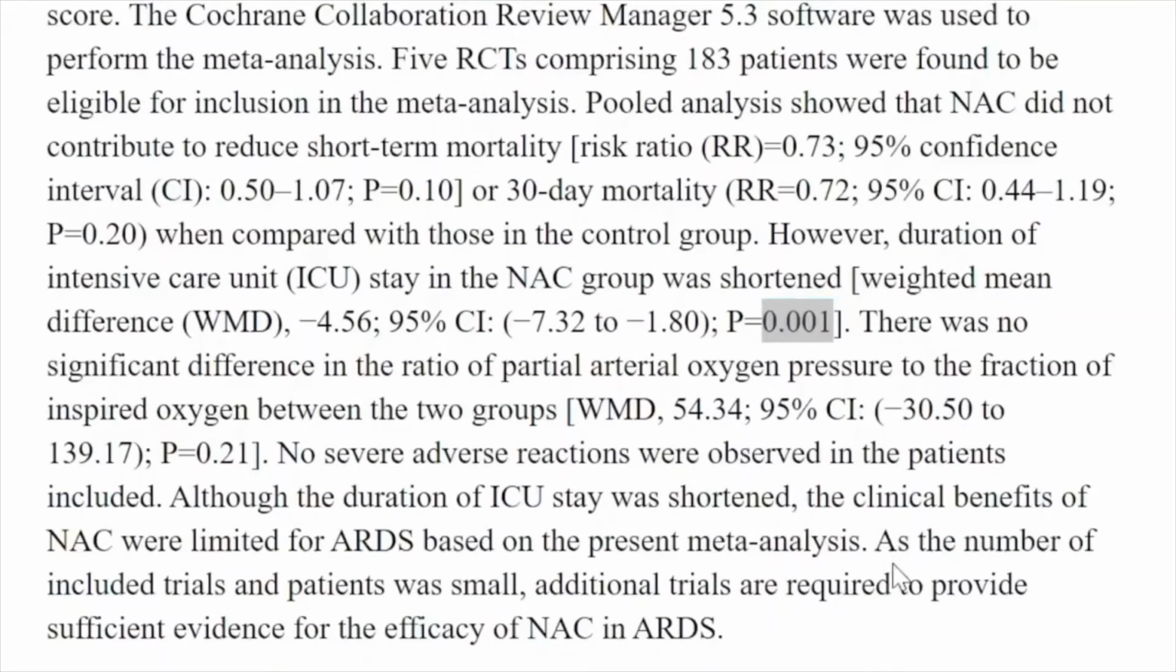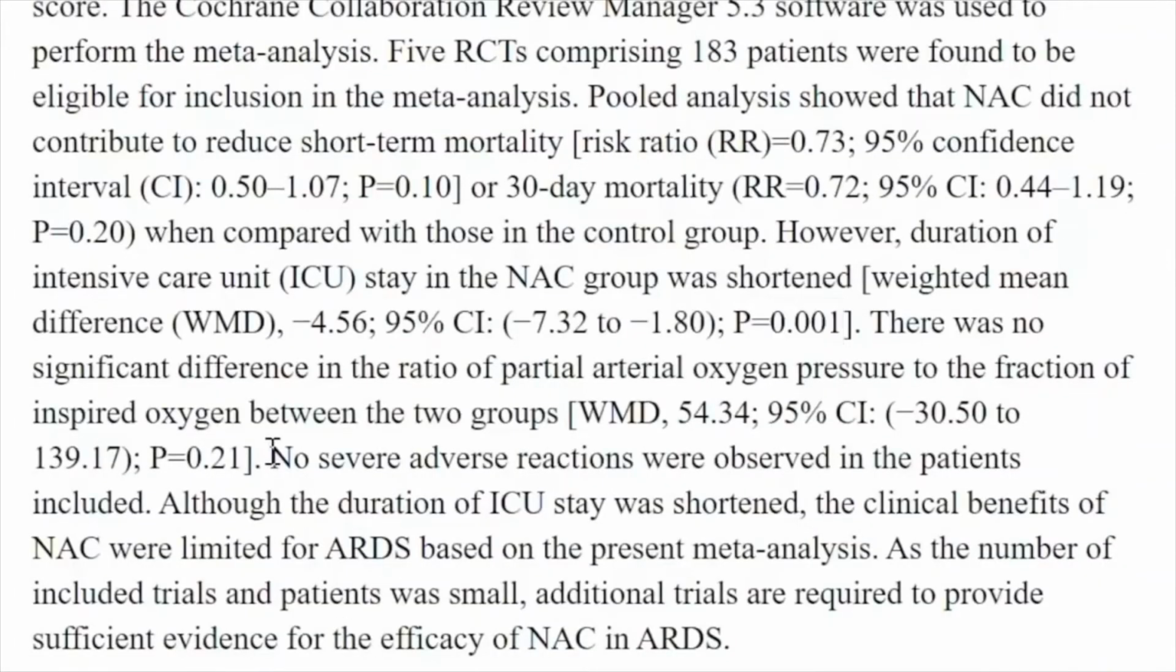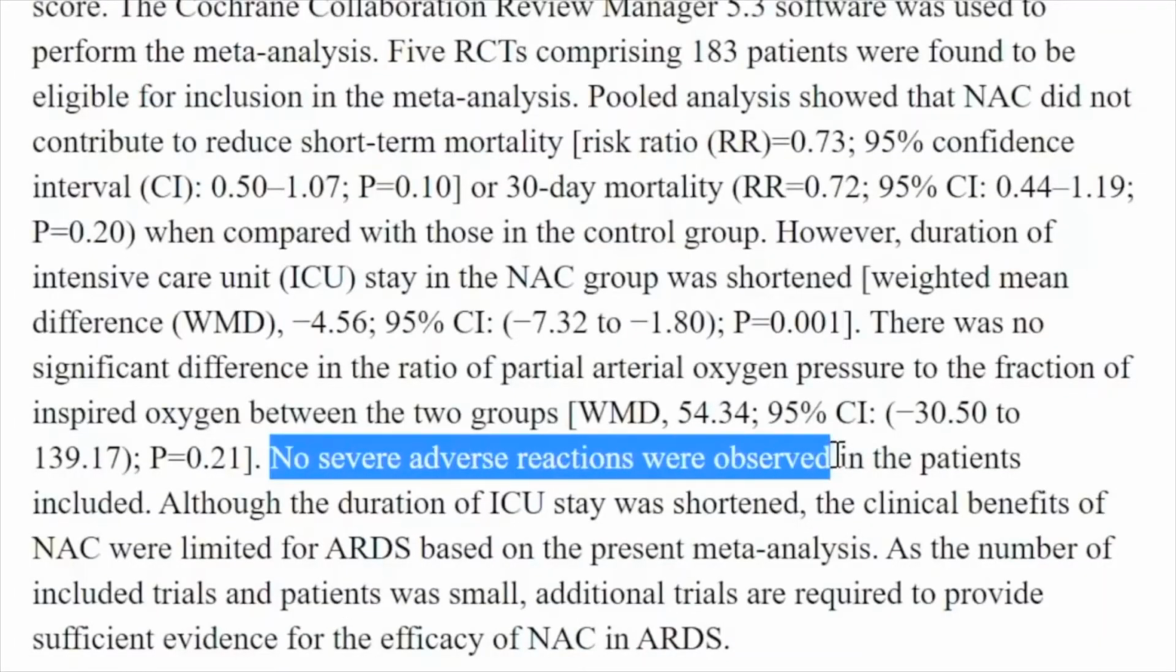And they left by saying, as the number of included trials in patients was small, additional trials are required to provide sufficient evidence for the efficacy of NAC in ARDS. But as part of their criteria and as their rationale, they do say here that removal of reactive oxygen species by antioxidants has been applied in clinical practice, and that NAC is the most commonly used antioxidant. Another key finding is that no severe adverse reactions were observed in the patients that were included.